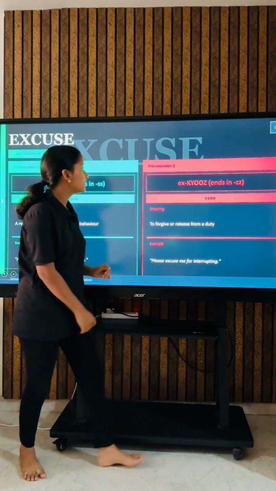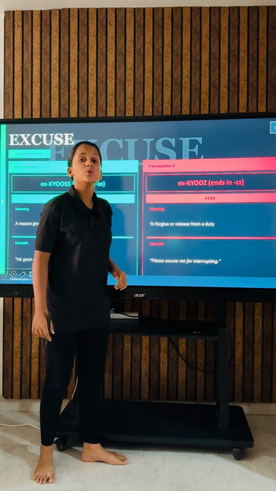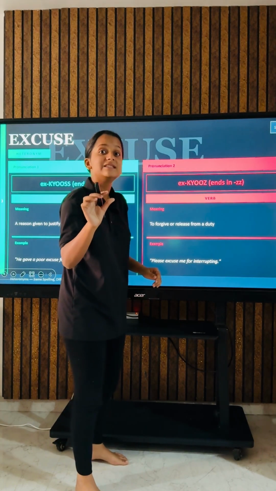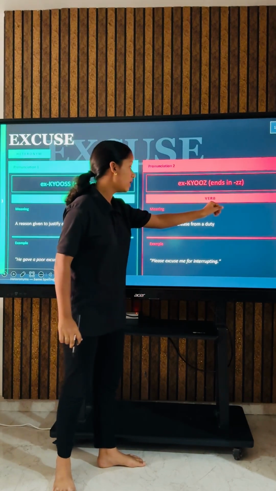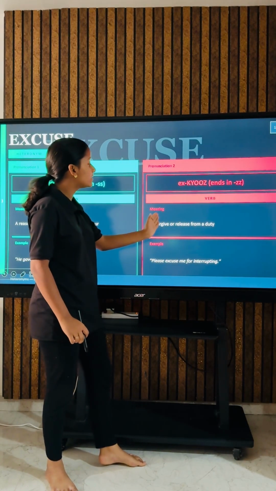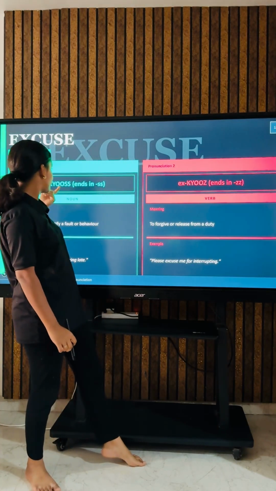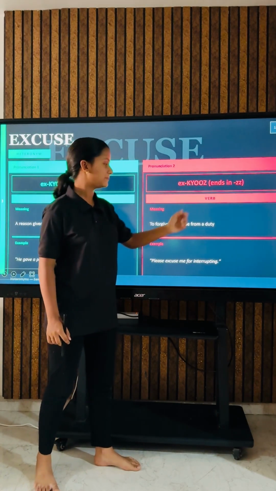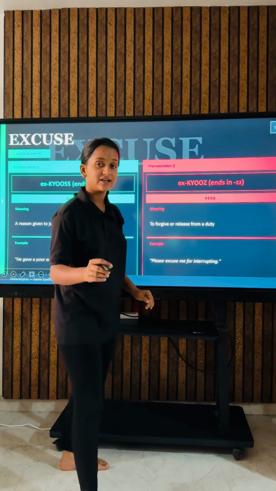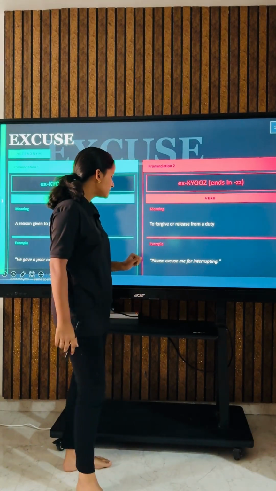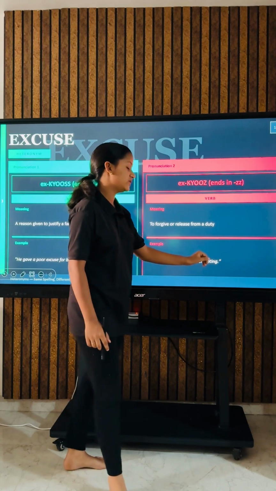Then we have pronunciation 2, which is excuse, ending in ZZ. It is a verb, and the meaning is to forgive or release from a duty. We say, excuse me. Example: please excuse me for interrupting.